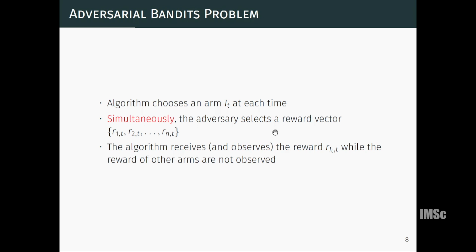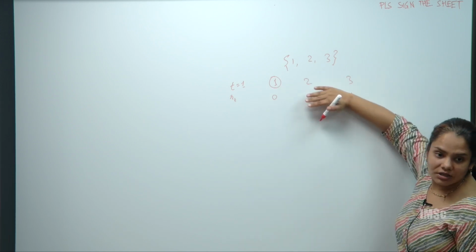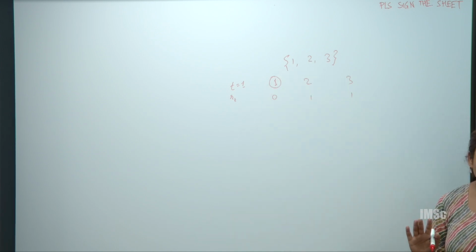What do I mean by that? Suppose I have arms 1, 2, 3. At time t equals 1, let's say you pulled arm 1. This is the arm you have pulled. So what will the adversary do? The adversary can decide the rewards of these arms adversarially. It can give the reward of 0 here and reward of 1 here and here. So you would think that instead of choosing arm 1, you could have chosen arm 2 or arm 3. But you don't observe these. You only observe that when I pulled arm 1, I got the reward of 0.